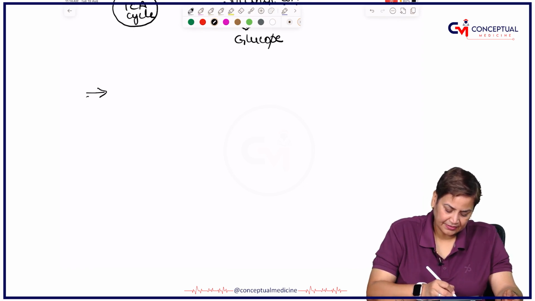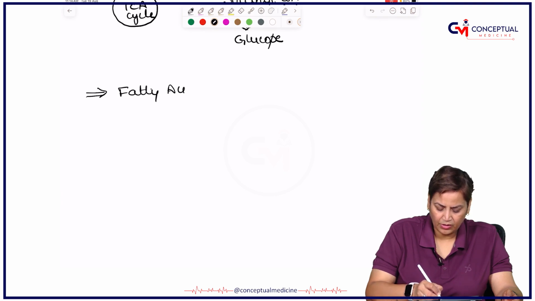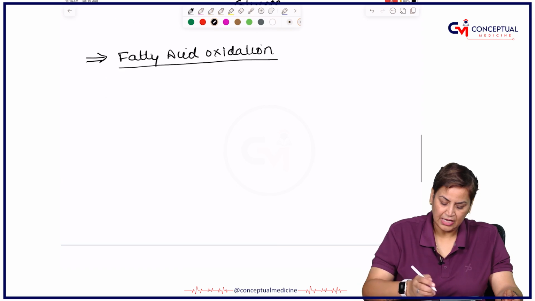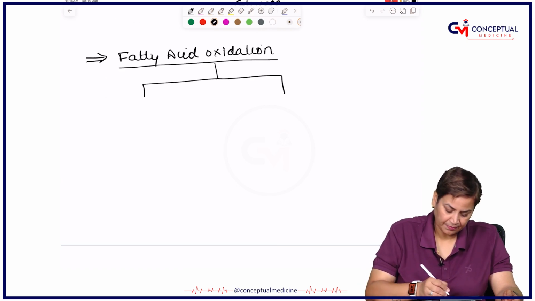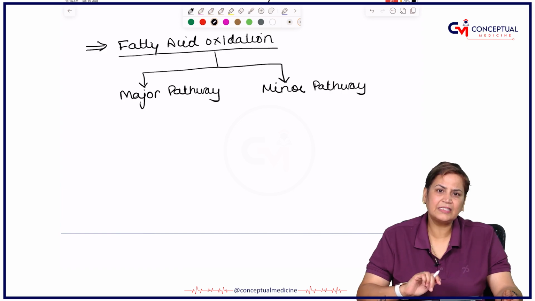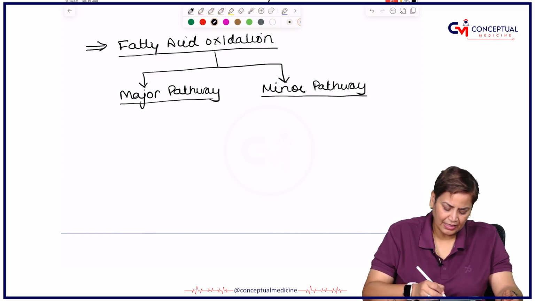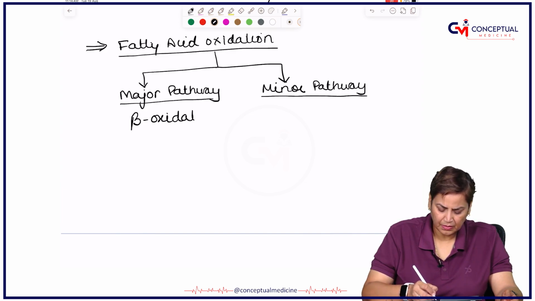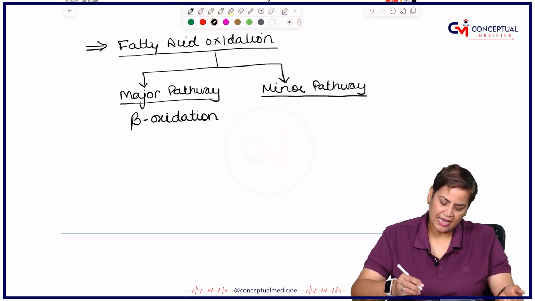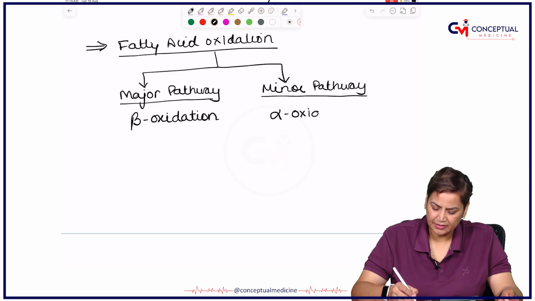So now coming over to this, what we are going to study here is that if we talk about fatty acid oxidation, there are some major pathways and there are some minor pathways. Okay, major pathways of oxidation of fatty acid include beta oxidation, and minor pathways include alpha oxidation and omega oxidation.